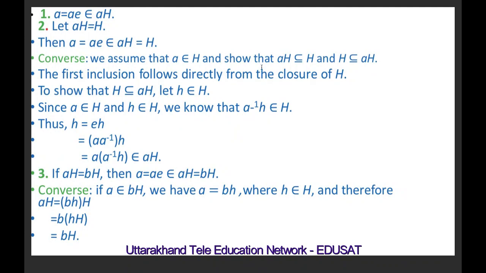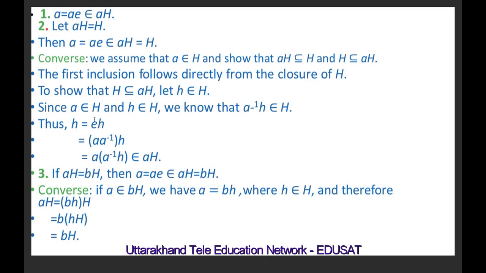The first inclusion is directly satisfied by the closure of H, means aH is always contained in H. Now we will show that H is a subset of aH. For this, let h belong to H. Since a belongs to H and h belongs to H, we know that a inverse h belongs to H. And this implies h is equal to eh.